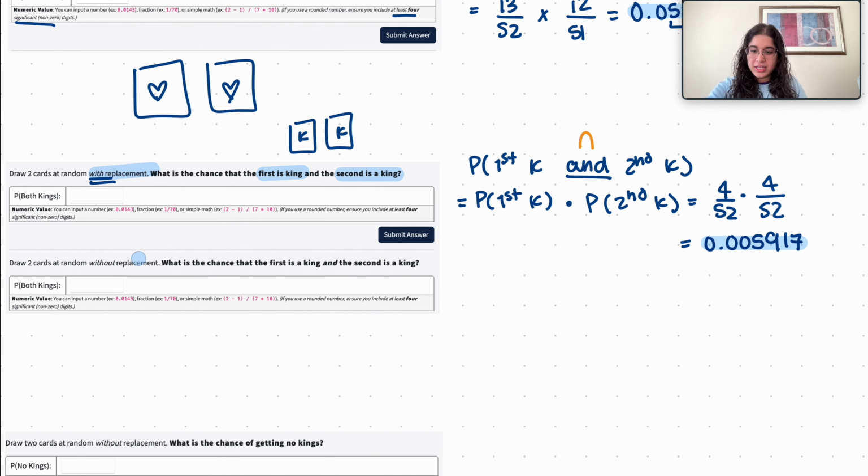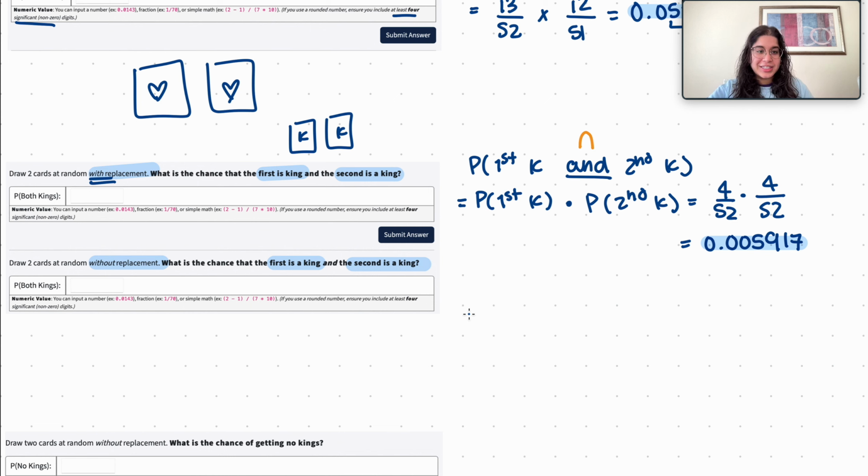So now moving on to the next question. Here we're drawing 2 cards without replacement. So again, when I pick the card, I don't put it back. So again, that means my total is actually changing. It's getting 1 less each time I pick a card because I'm keeping it, I'm not putting it back. What is the chance that the first card is a king and the second card is a king?